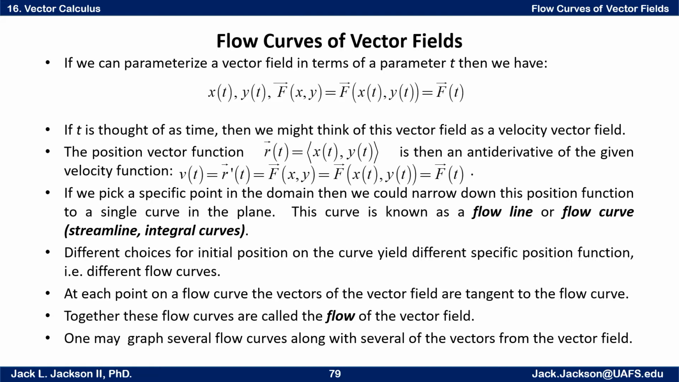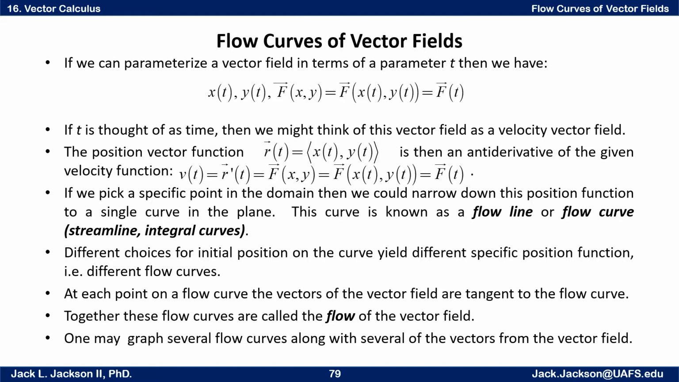Furthermore, if we think of t as time, then we can think of this vector field as a velocity vector field. The vectors are velocity vectors. The position vector is then x of t comma y of t, or x of t i plus y of t j. It's then an antiderivative of the given velocity function, v of t, also known as r prime of t, or our original f of x y, rewritten in terms of t.